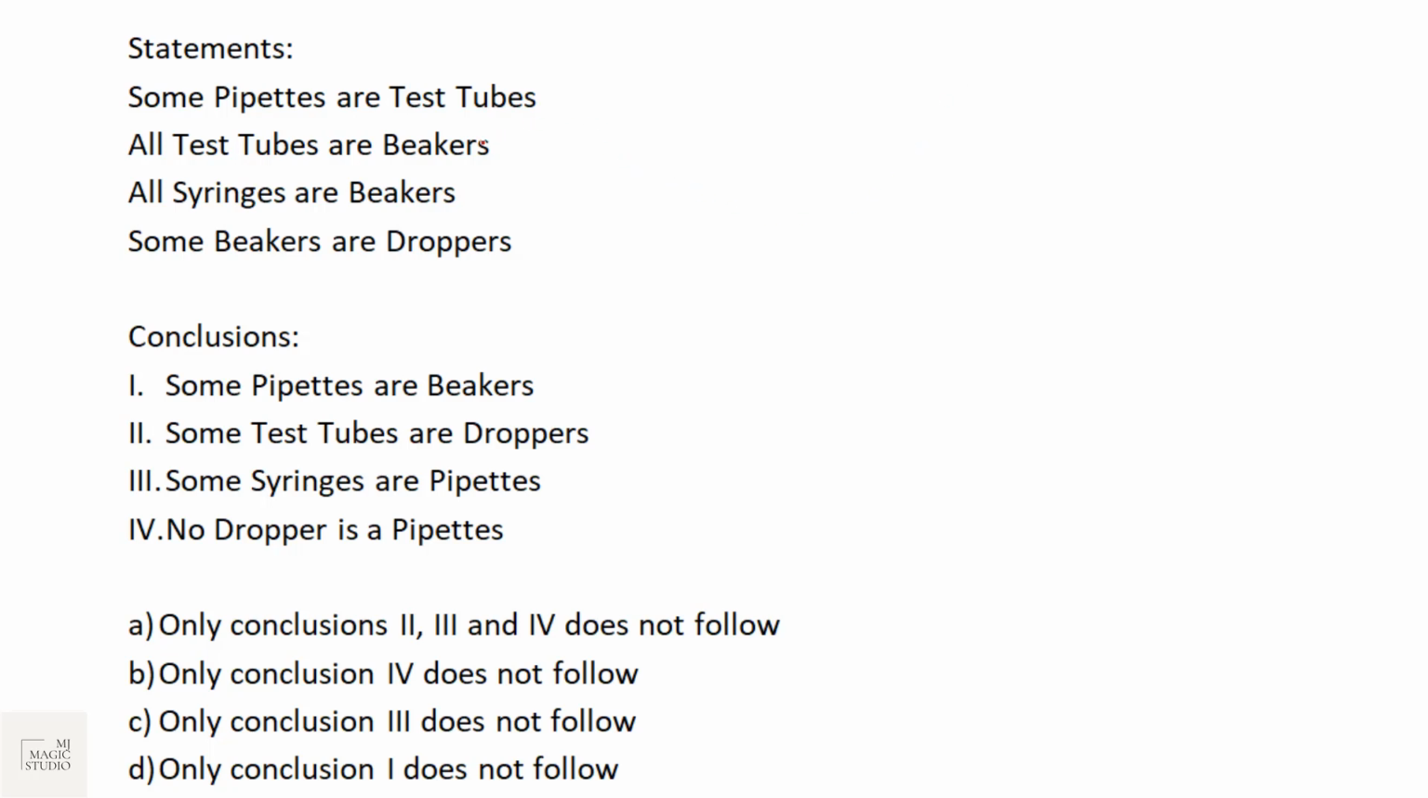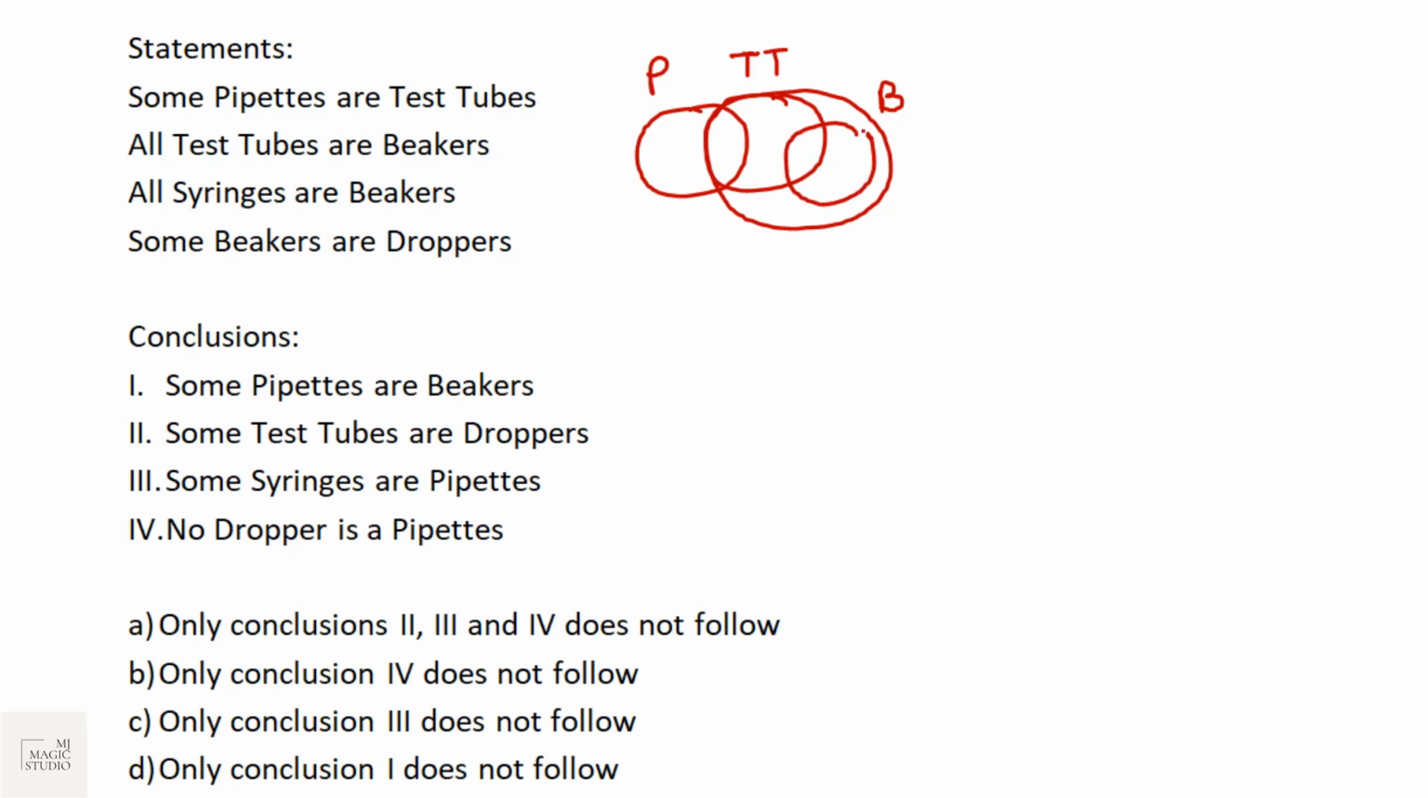Some pipettes are test tubes. Some P are TT. This is quite evident. All TT are beakers. So this entire TT will go into the set of beakers. All syringe are beakers. So I can make it like this. Suppose these are syringe. All syringe are beakers. And some beakers are droppers.